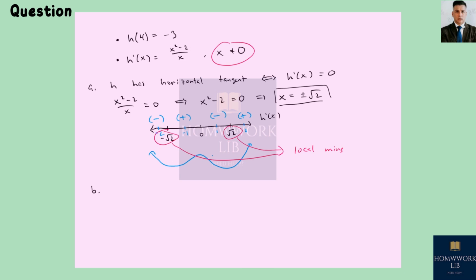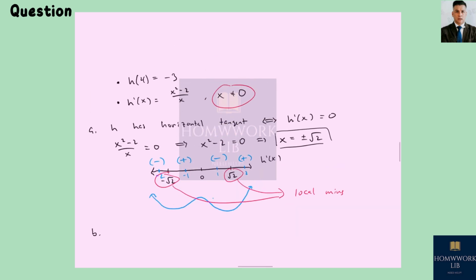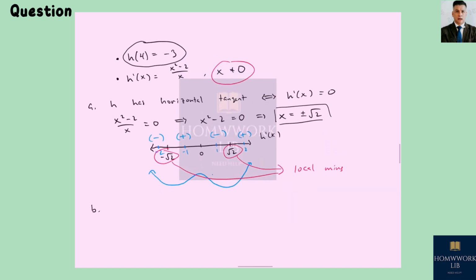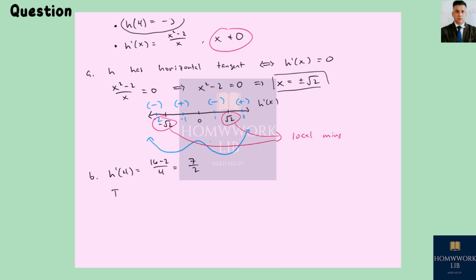Then we move on to B, where it says write an equation for the tangent line at x equals 4. So we just need the slope at x equals 4 because we already know the point is 4 comma negative 3 from up here. So we just say h prime of 4, that's going to be 16 minus 2 over 4, so 7 over 2. And so our tangent line is going to be y plus 3 is equal to 7 over 2 times x minus 4.